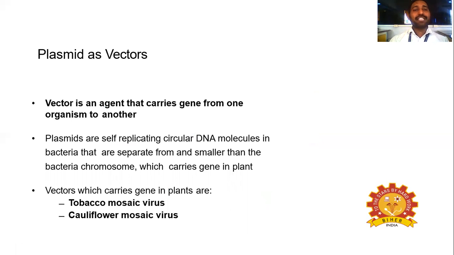So this is another important thing, plasmids as a vector. The vector is an agent that carries genes from one organism to another. These plasmids are basically self-replicating circular DNA molecules in bacteria that are separate from and also smaller than the bacterial chromosomes, which carry plant genes. Here we have some basic vectors which are already available for transgenic plants. The first one is the tobacco mosaic virus. Another one is the cauliflower mosaic virus.